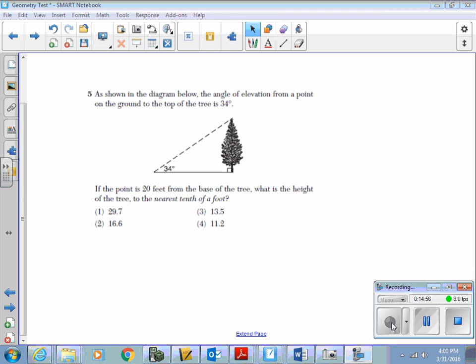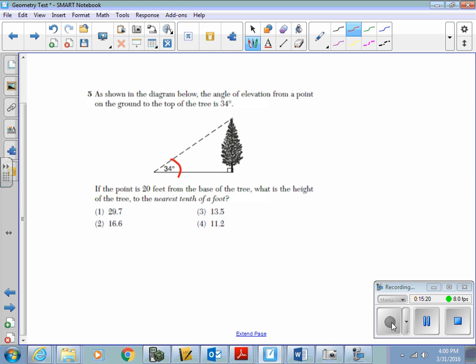All right, look at number 5. It says, as shown in the diagram below, the angle of elevation from a point on the ground to the top of the tree is 34 degrees. They give you that right here. That's your angle. Now if the point is 20 feet from the base of the tree, what is the height of the tree to the nearest tenth of a foot?